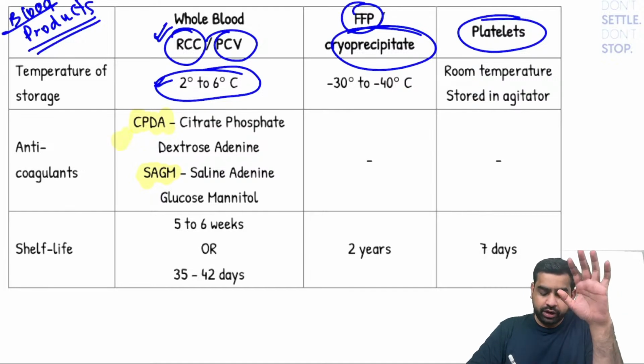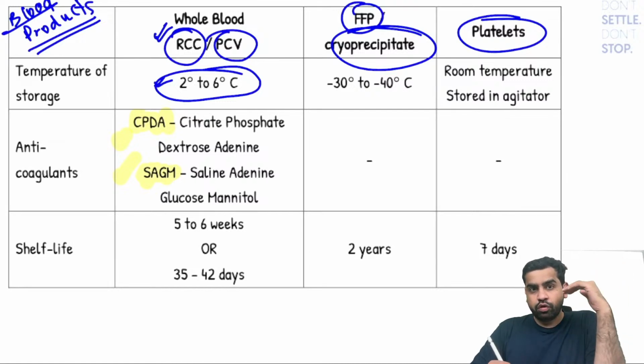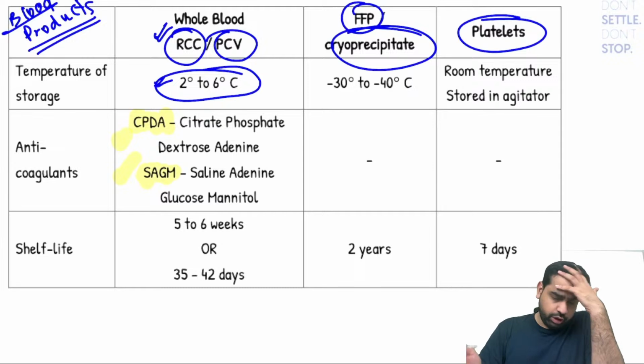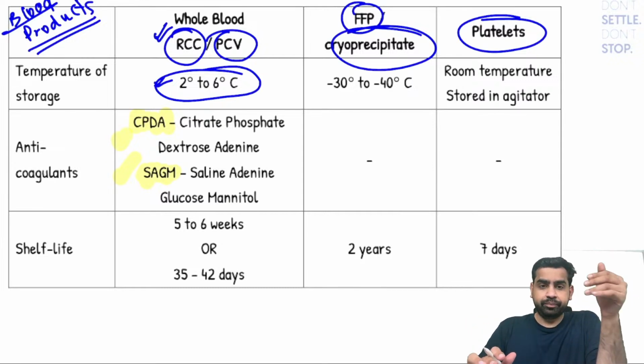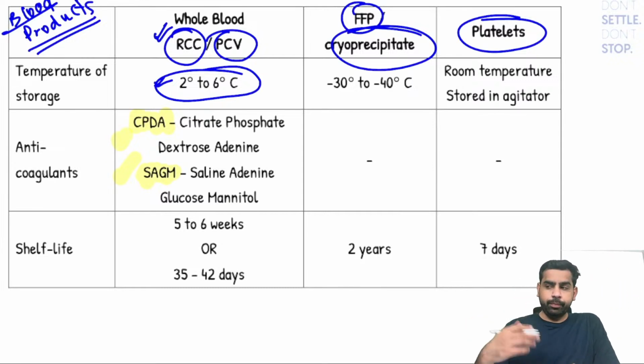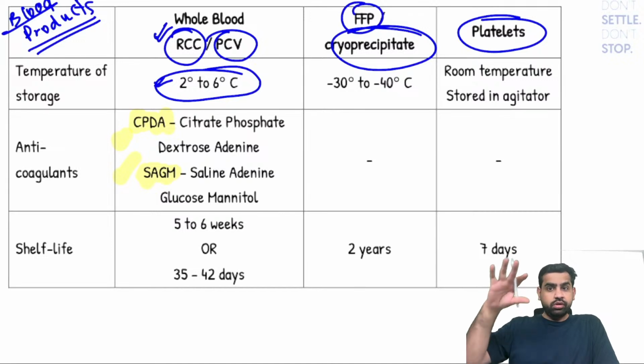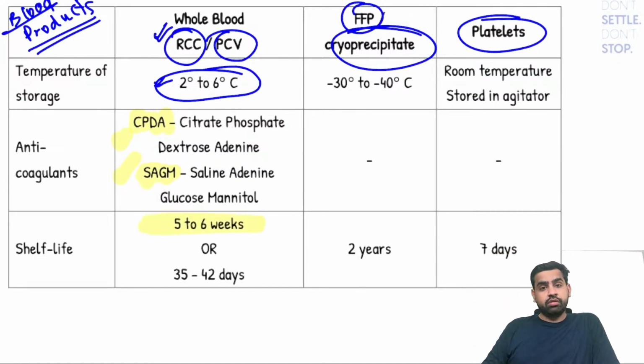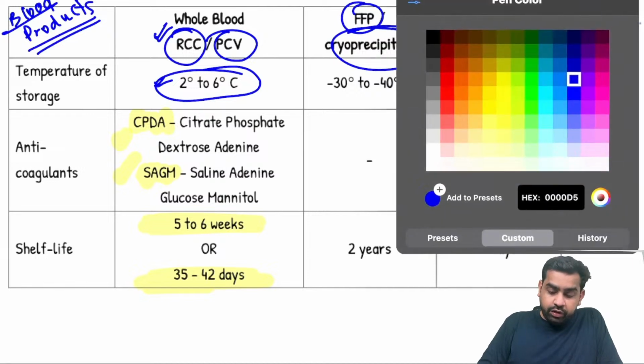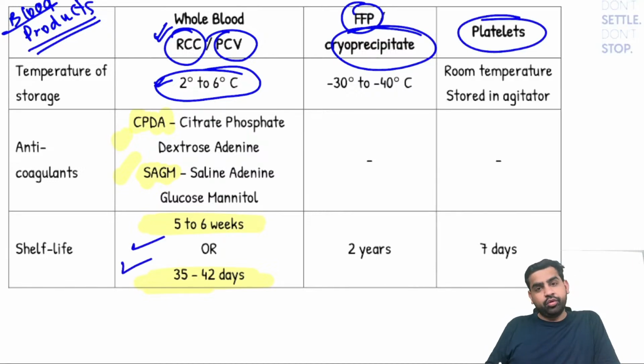Okay, very, very important. These are the anticoagulants which we use in order to hold the red cell concentrate or the PCV or the whole blood. Okay, whole blood also comes under this category only. Now the important thing is for how long you can store it. So if you have whole blood, or let's say a red cell concentrate or packed cell volume, this can be stored for around 5 to 6 weeks, so let's say 35 to 42 days. Okay, so that is what you need to understand over here.